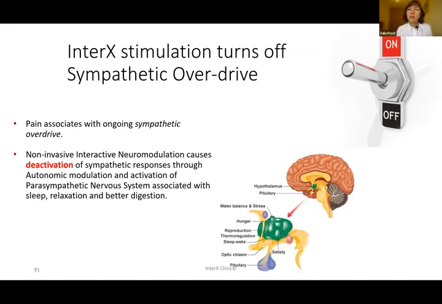So within 10 minutes, you can switch into parasympathetic state. So here is a little diagram of the hypothalamus, because remember what's happening once we start sending impulses from InterX, the information travels into the hypothalamus. And this is where you have the pituitary gland, the hypophysis, and where the processes for water balance and stress are regulated, hunger, appetite, reproduction, thermoregulation, sleep-wake, and satiety. So all of these functions are there.